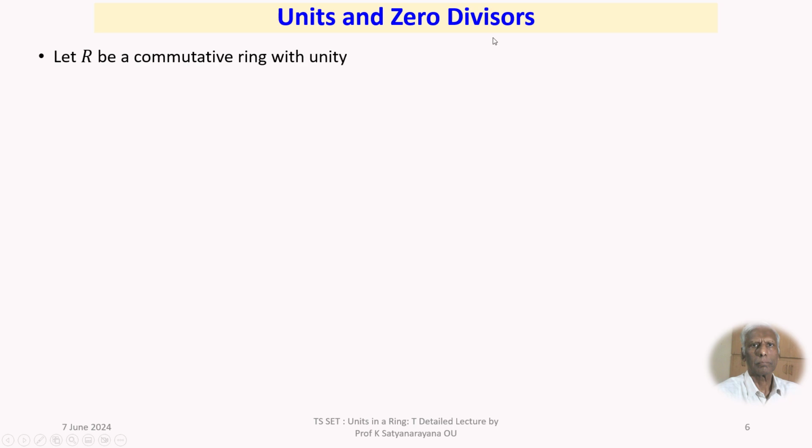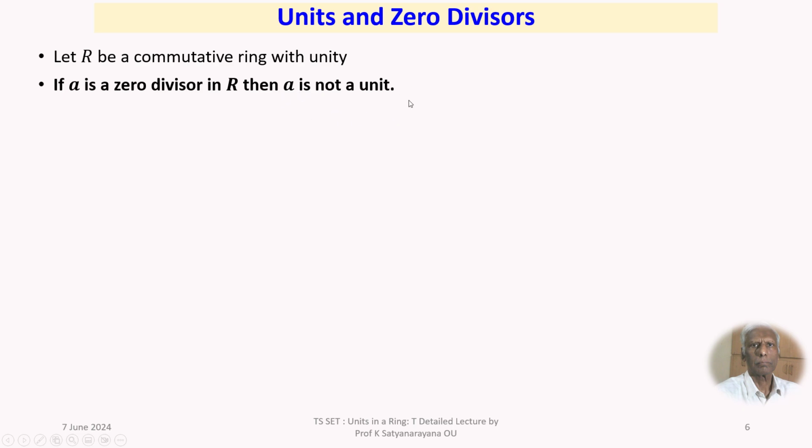Right. So we talk about now the zero divisors and the properties of some of the zero divisors. So we have R, a commutative ring with unity, and this is the result we want to talk about. That is, if A is a zero divisor in R, then A can never be a unit.